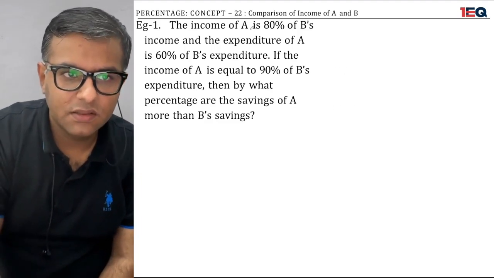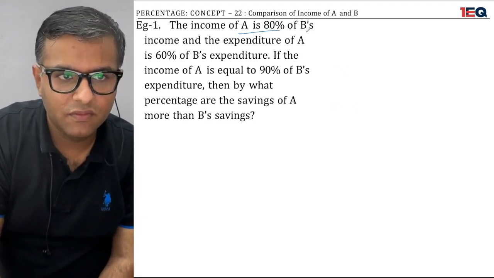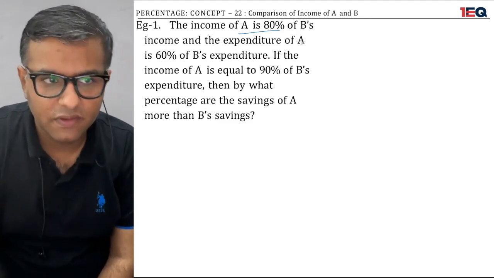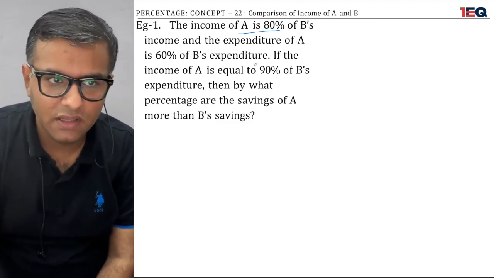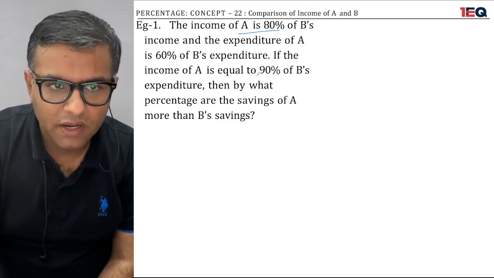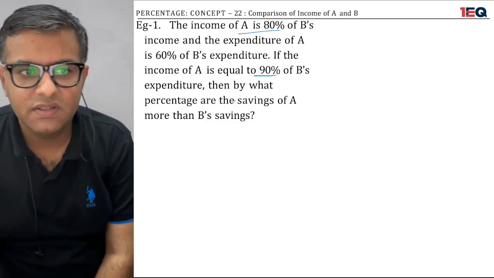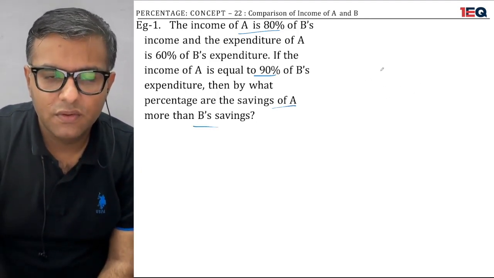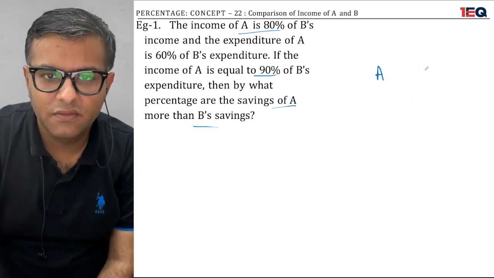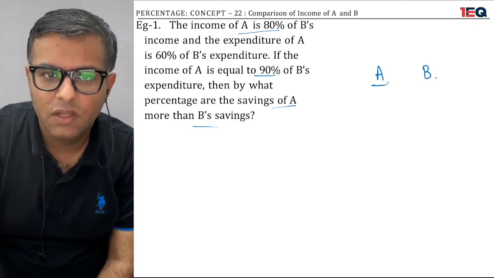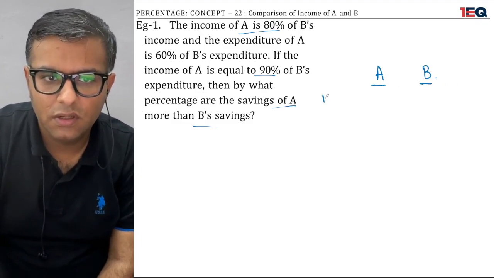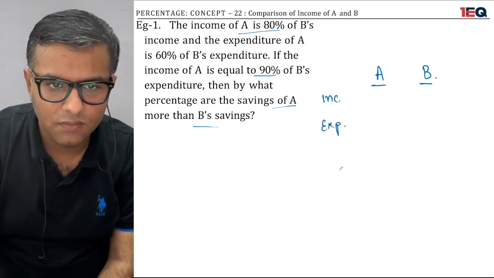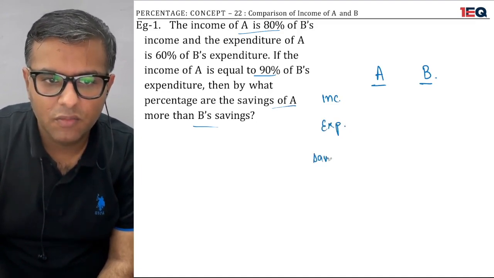In this particular question, it says the income of A is 80% of B's income. The expenditure of A is 60% of B's expenditure. If the income of A is equal to 90% of B's expenditure, then what is the percentage of savings between A and B? So what I have to do here is differentiate between A and B, and there needs to be a component of income and a component of expenditure. And in the end there will be a component of savings.